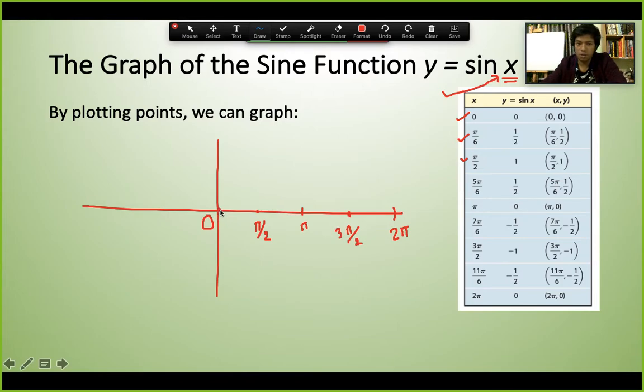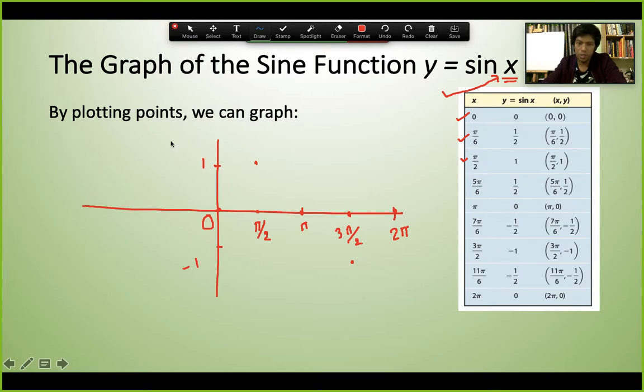So sine 0 degree value equals what? Sine 0 degree is 0. Sine 90 degree value is 1. So let's say this is our 1, and this is our minus 1. So 1 is somewhere here. Then sine 180 degree is 0 again, and sine 270 degree is minus 1. Then sine 2 pi, which means 360 degree, equals 0.